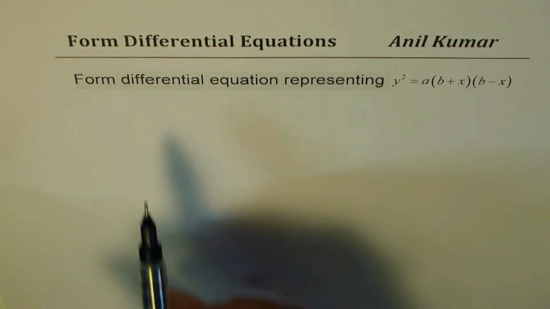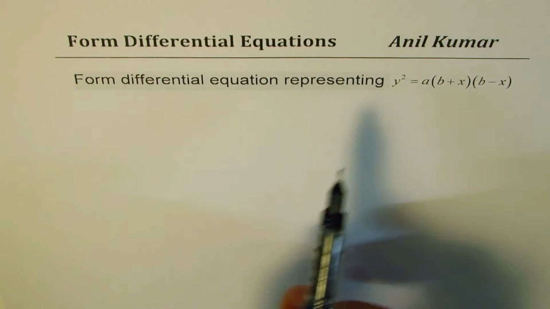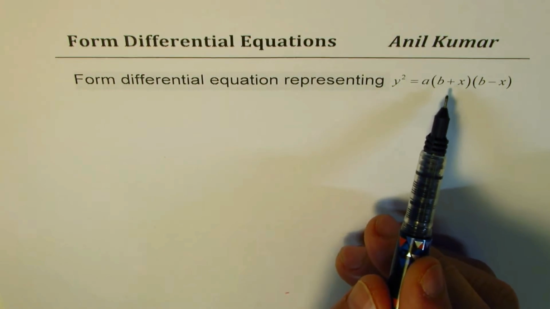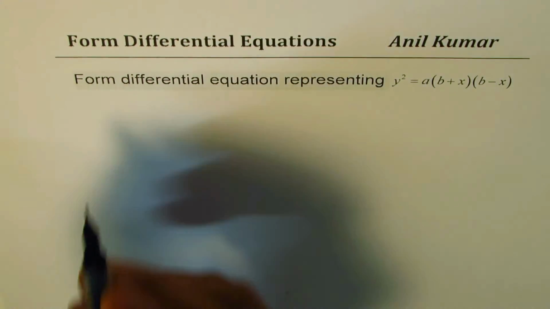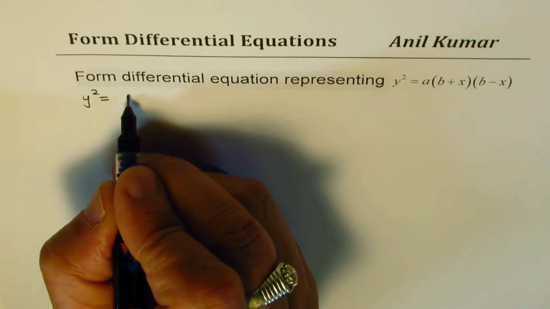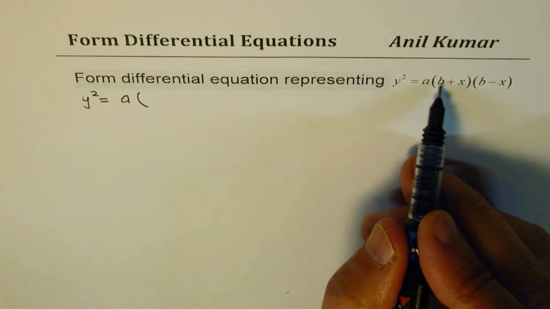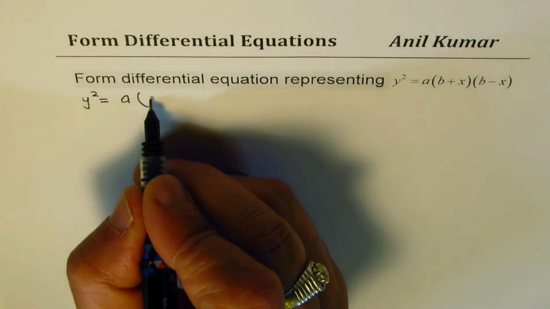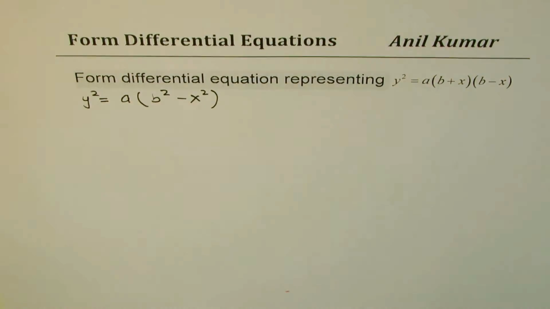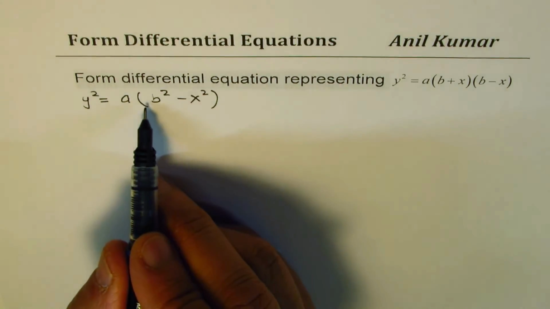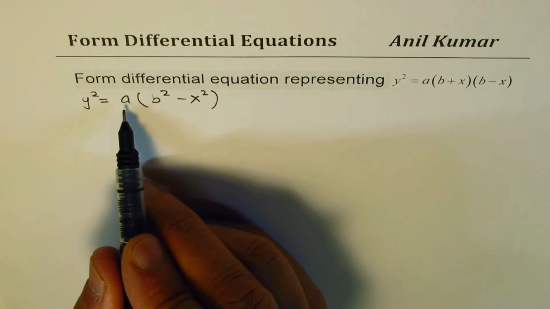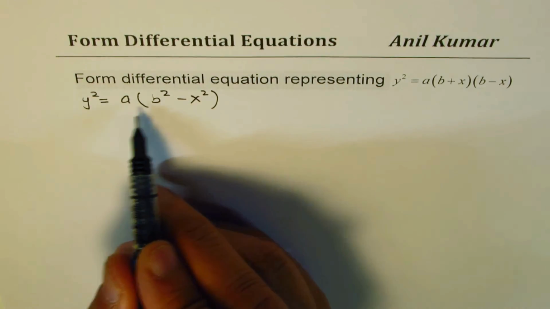Now the second example here is form the differential equation representing y square equals a times (b plus x) times (b minus x). Let's rewrite this equation as y square equals a times (b plus x) times (b minus x), which is b square minus x square. Correct? Now since there are two parameters here, or arbitrary constants, we'll differentiate it twice to eliminate both these constants.